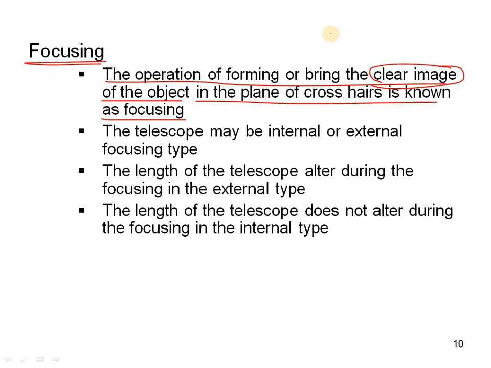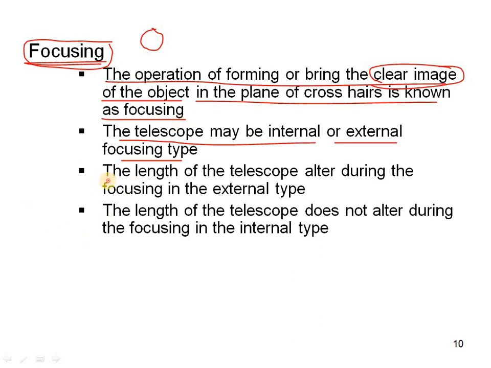In order to see the object very clearly, we have to use the focusing screw. The screw will be just round. When we rotate this screw very slowly, we can see the object somewhat clearer. And here the telescope may be internal or external focusing type. Sometimes the telescope will be internal, or external also.